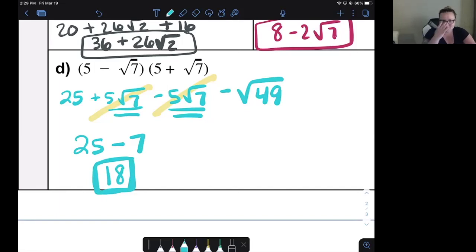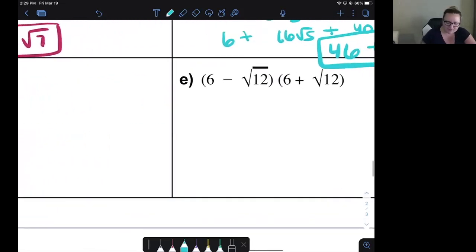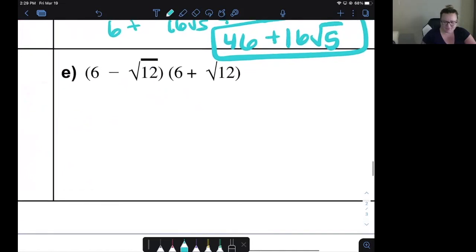Interesting. I wonder if that'll happen again. Like if we multiply 6 minus root 12 times 6 plus root 12. What do you think is going to happen here? The radicals are the same. These first numbers are the same. The only difference here is we have a negative and a positive. All right, why don't you go ahead and multiply this one on your own and see if our answers end up matching. Go for it.